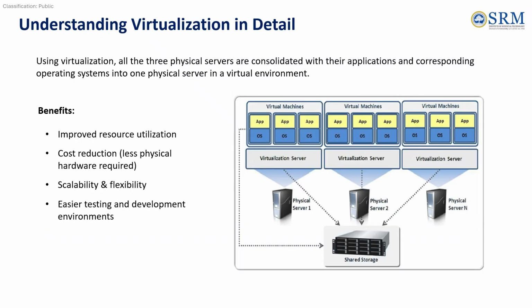Virtualization solves the problems seen in the traditional model. Instead of using separate physical servers for different applications, virtualization combines multiple servers into a single powerful physical machine. Inside that machine, multiple virtual environments can be created to run different operating systems and applications independently. Because of this consolidation, the available resources are utilized much more efficiently. It also reduces the amount of physical hardware required, which lowers cost, saves space, and reduces power consumption.